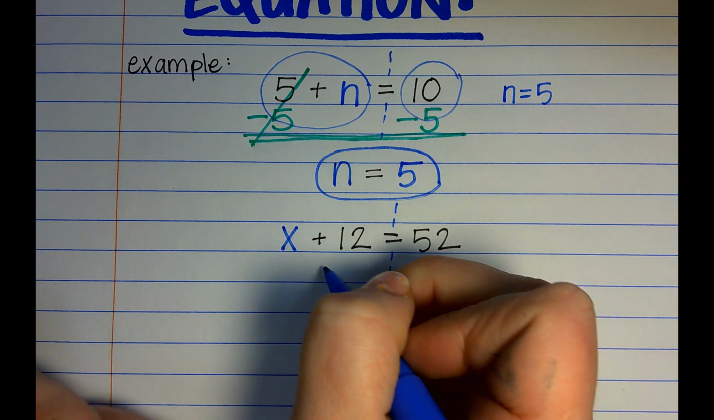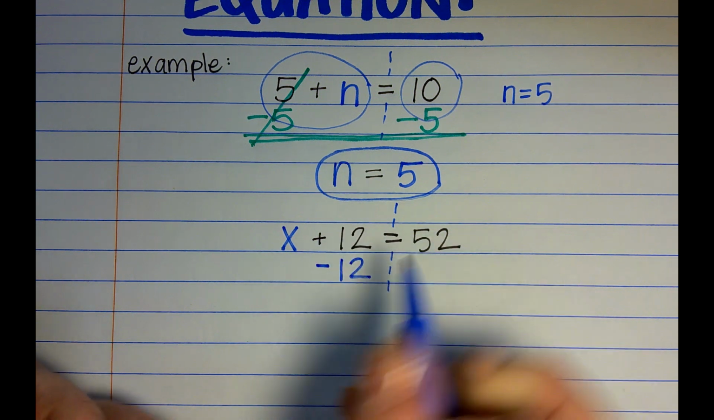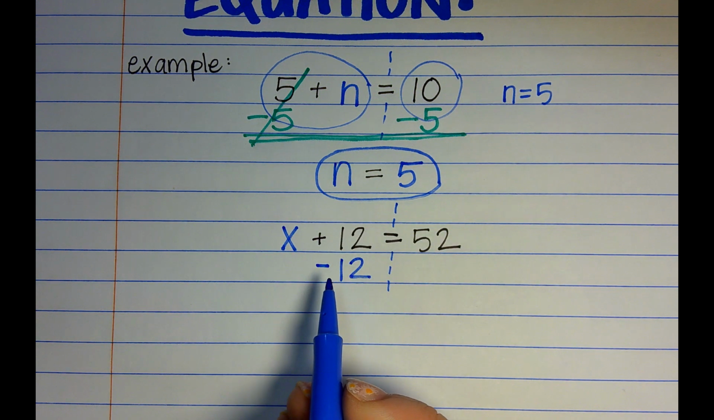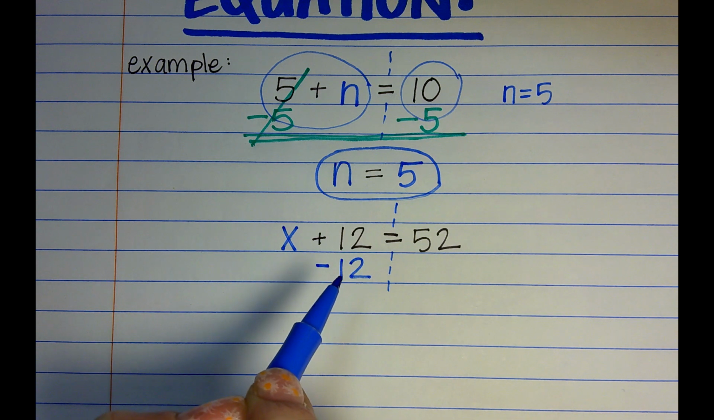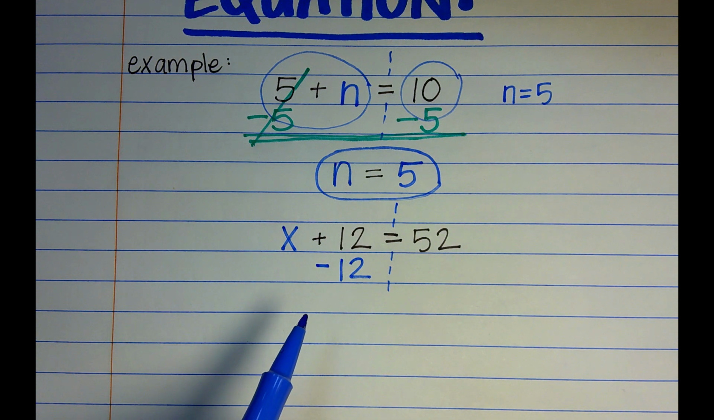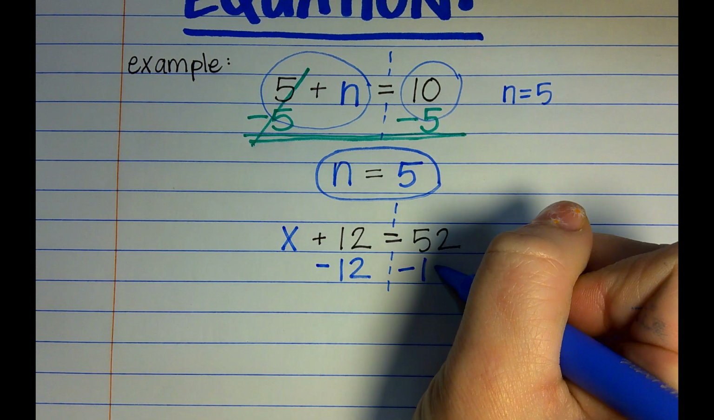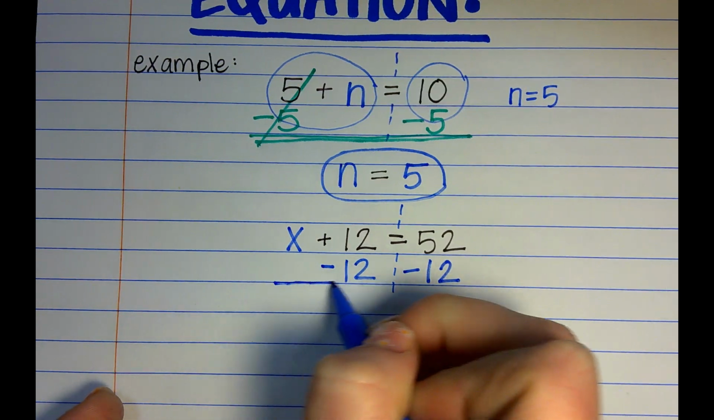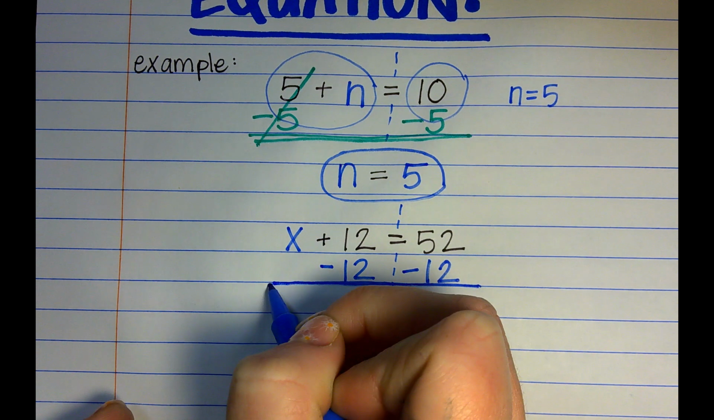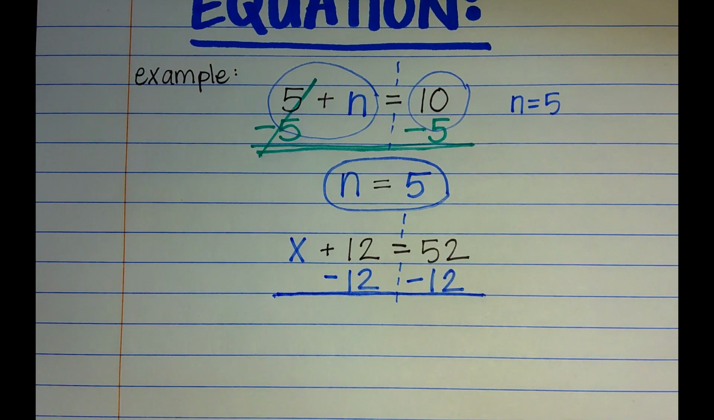Minus 12. Good. Now I'm going to subtract 12 over here. And if I do something to one side of my equation, where else do I need to subtract 12 from? 52. 52 minus 12. Very good. Okay, so I have 12 minus 12.